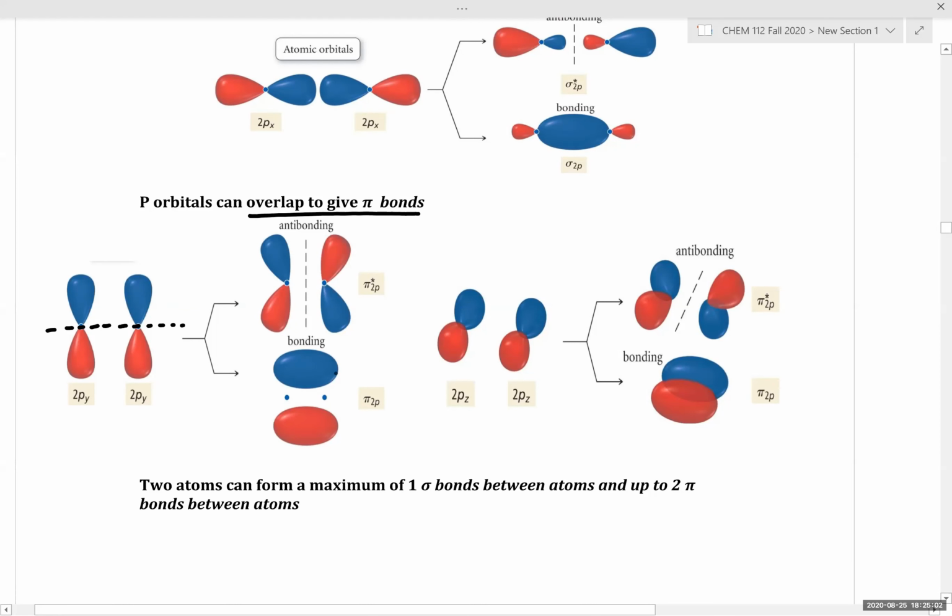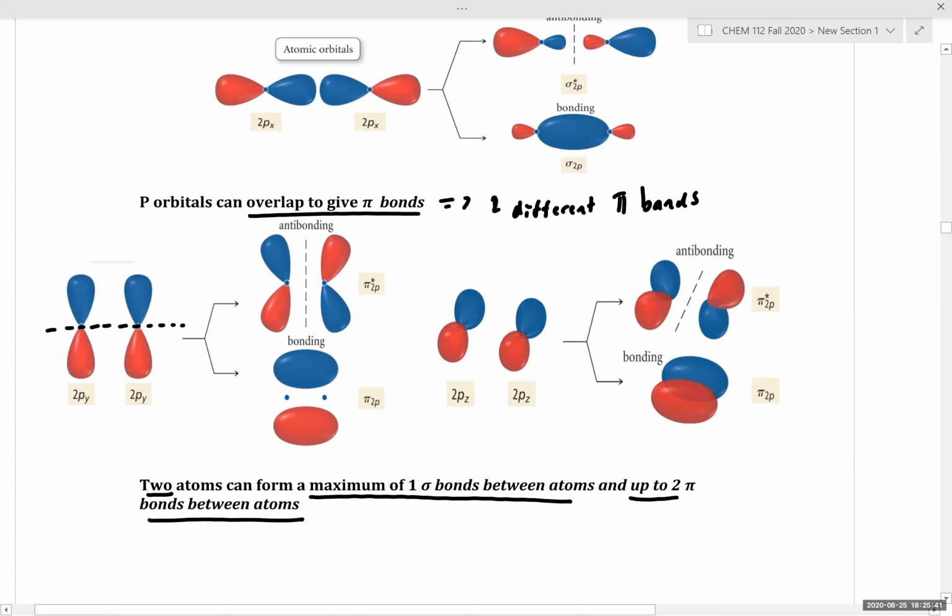Again, notice for our bonding interactions, the overlap occurs between regions of the same phase. This is why orbital phasing is really critical. Now, because there are two different types of p orbitals, we can in turn form a total of two different pi bonds. In summary, two atoms can form a maximum of one sigma bond and up to two pi bonds between our atoms using this model.